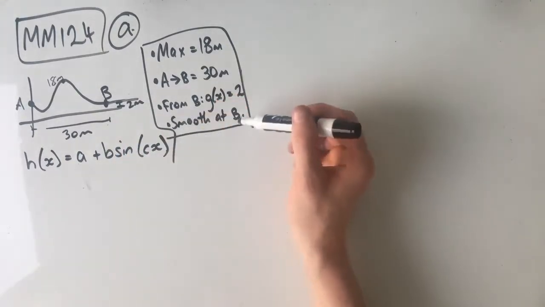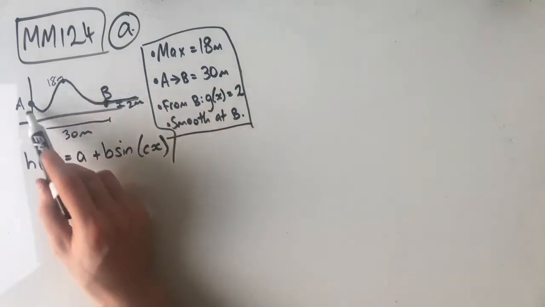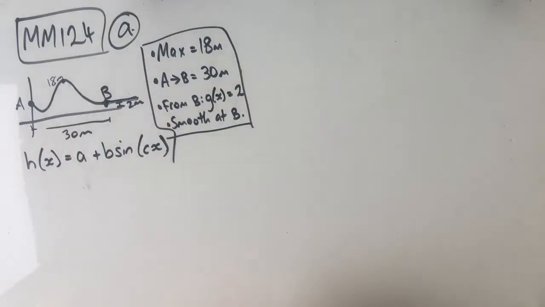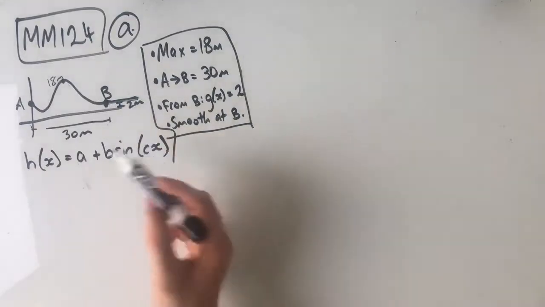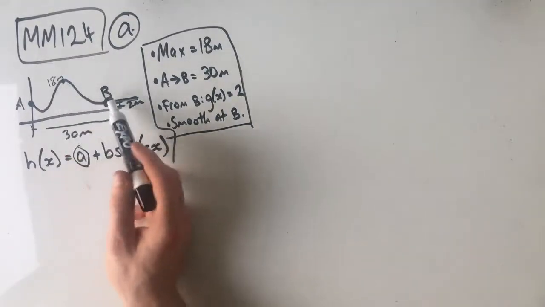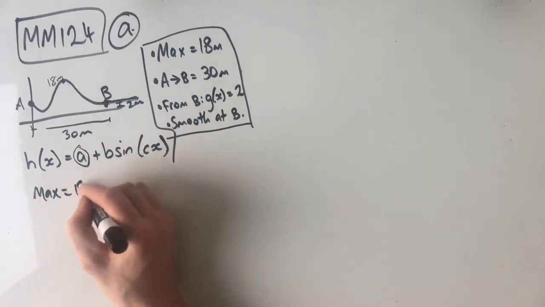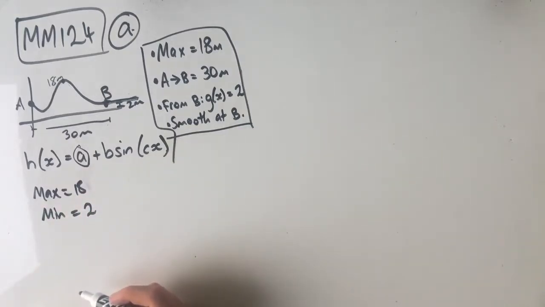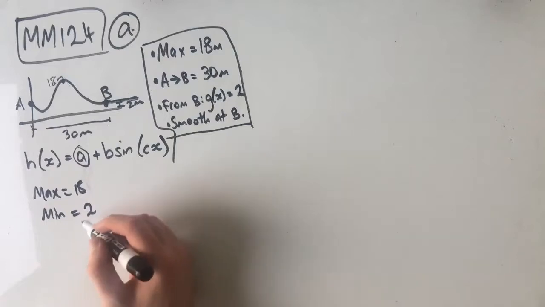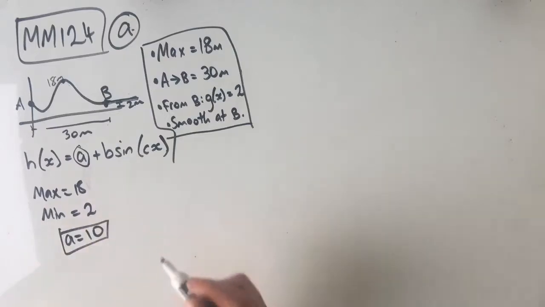It's smooth at B, which means that at B, it's flat, which means that this occurs at the minimum of the function h of x. So if our maximum is 18 and our minimum is 2, that means that our midpoint, or our a value, lies halfway between those two. Halfway between 18 and 2 is 10, which means that our value of a is equal to 10.